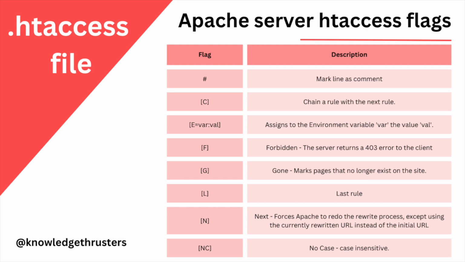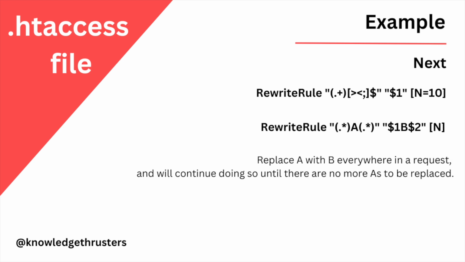It forces Apache to redo the rewrite process. Let me give you an example. Here you can see it will replace A with B everywhere in a request and will continue until there is no A left in the URL. You can see N=10 above. That indicates that it will be checking 10 times and after that it will stop. So it is to stop an infinite loop, so that the flags and checking do not go into an infinite loop. It should stop after 10 iterations.